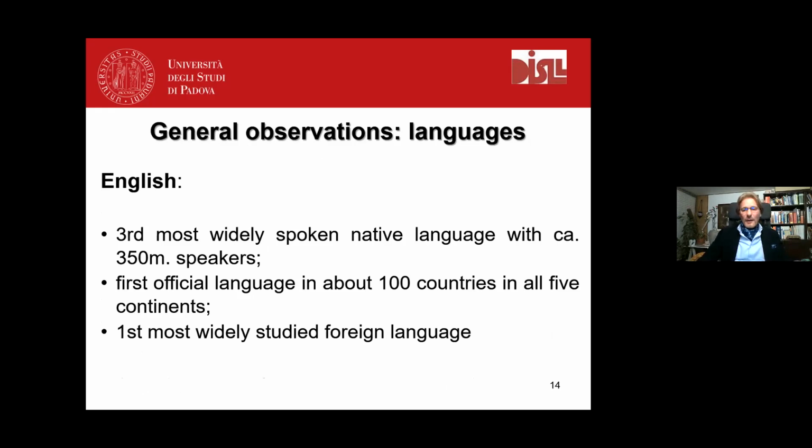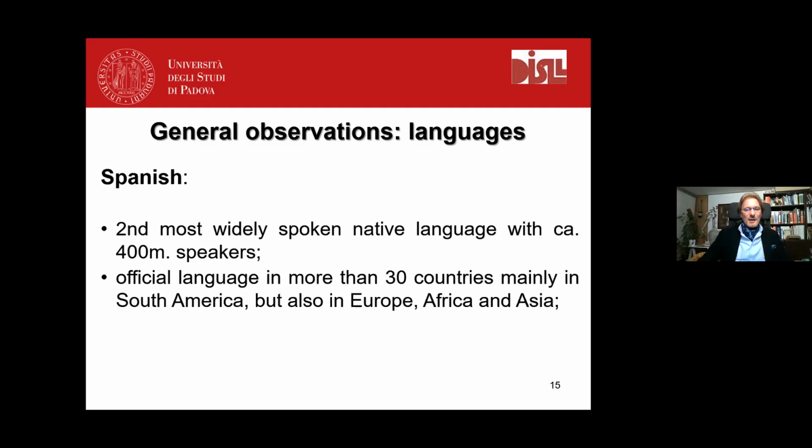General observations about the languages under investigation. English is the 3rd most widely spoken native language with about 350 million speakers. It's the 1st official language in about 100 countries in all 5 continents. And it's the 1st most widely studied foreign language. So just to introduce, I'm sure you know all these things, but just to introduce a little the 3 languages.